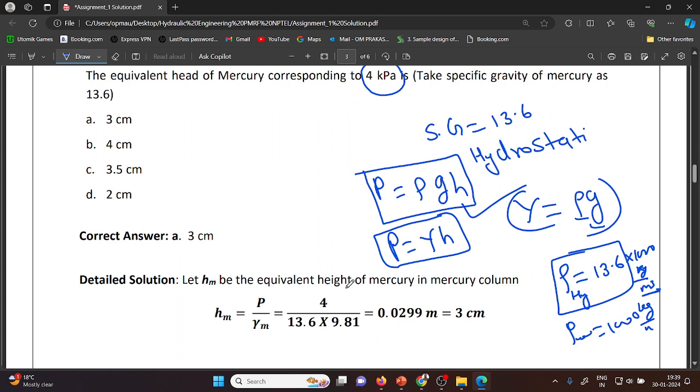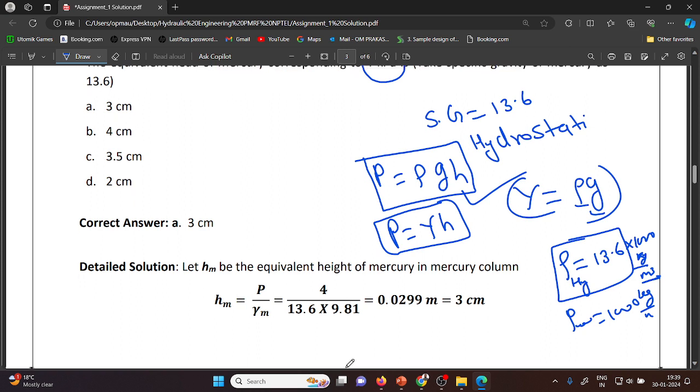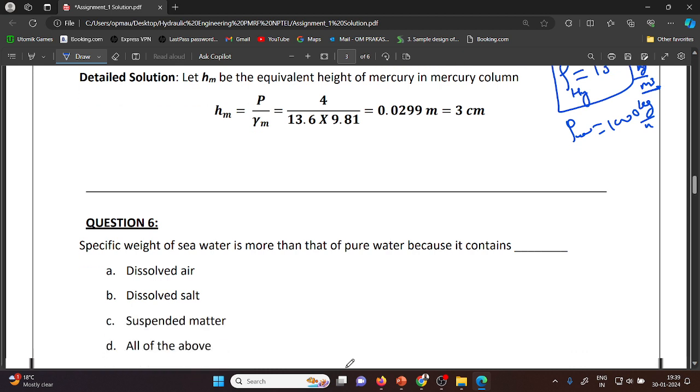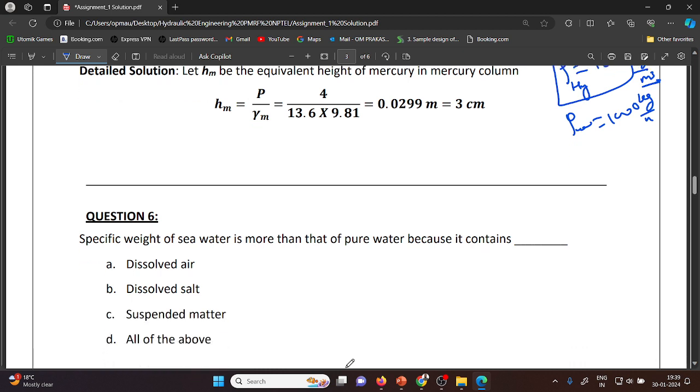Now moving on to the next question. Question number 6. The specific weight of question 6 is what is the, where it is.